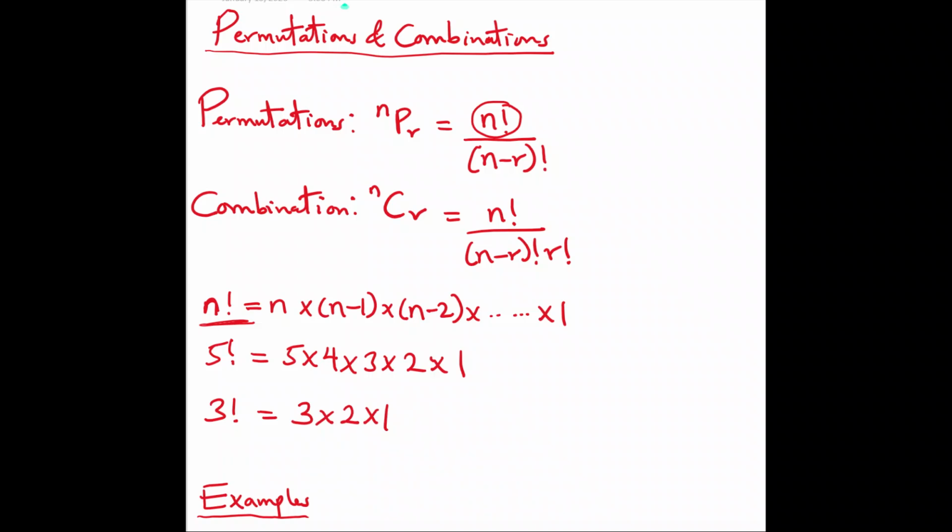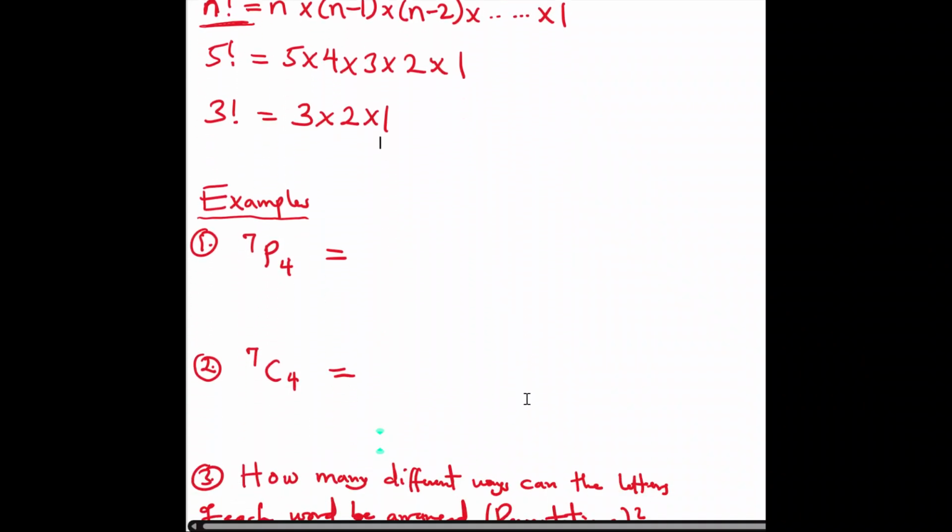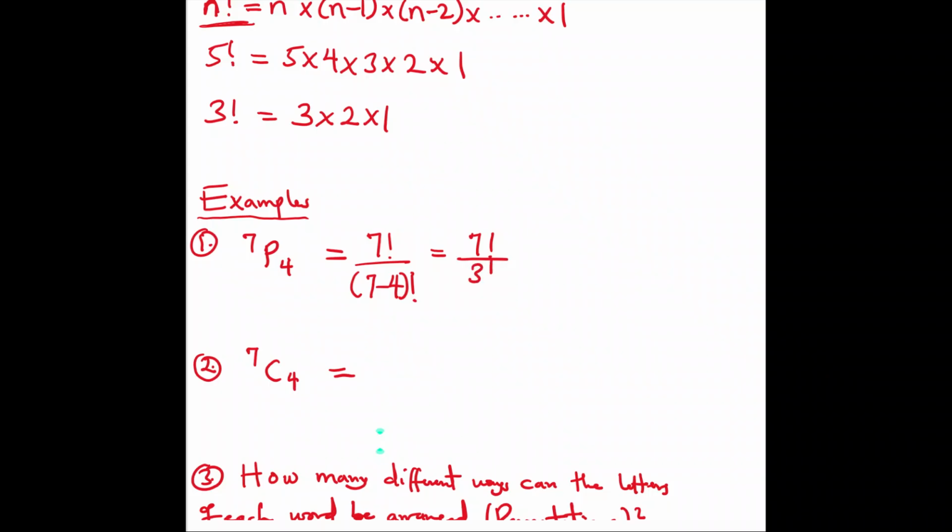In most of the examples I'm going to be doing, whenever I have the same factorial on top and below, I'm just going to cross it out instead of writing out everything in full, because it's still going to yield the same result. So the first example I have here is 7 permutation 4. That equals 7 factorial over 7 minus 4 factorial, so we have 7 factorial divided by 3 factorial.